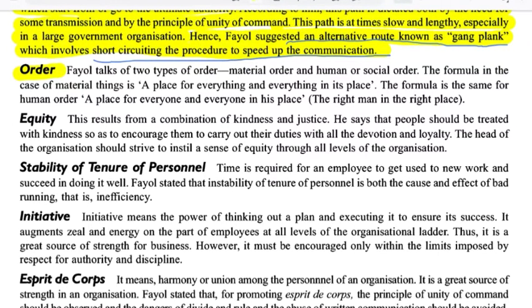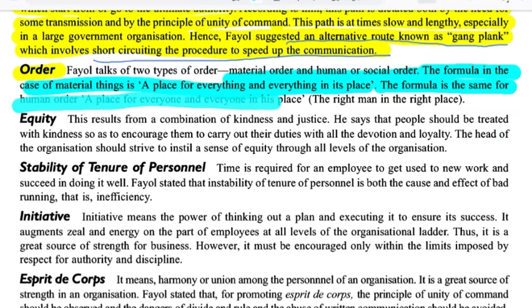Fayol talks about two types of order: material order and human social order. The formula in the case of material things is a place for everything and everything in its place. The formula is the same for humans as well: a place for everyone and everyone in his place. It means the right man in the right place. There is an order of work, and there is also an order in human order as well.